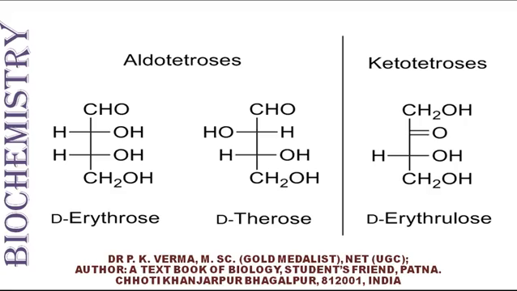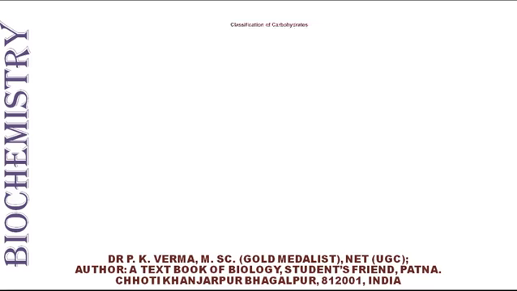Just take care of the name. When it is an aldotetrose, it is erythrose. But when it is a ketotetrose, it is erythrulose. Erythrose and erythrulose. The two patterns of writing the name are different in the case of aldoses and ketoses.